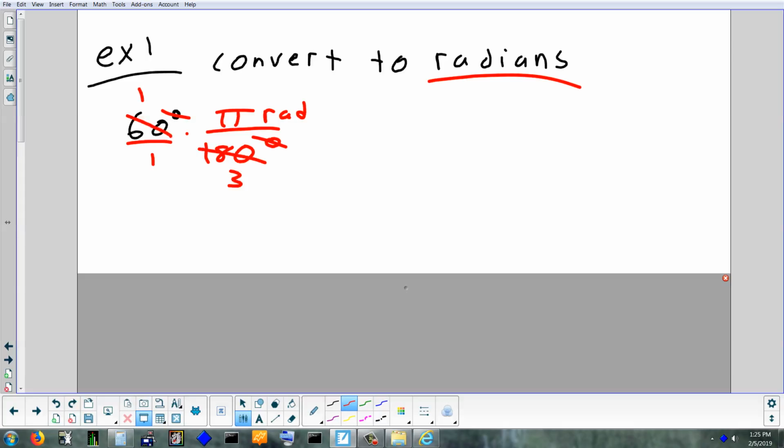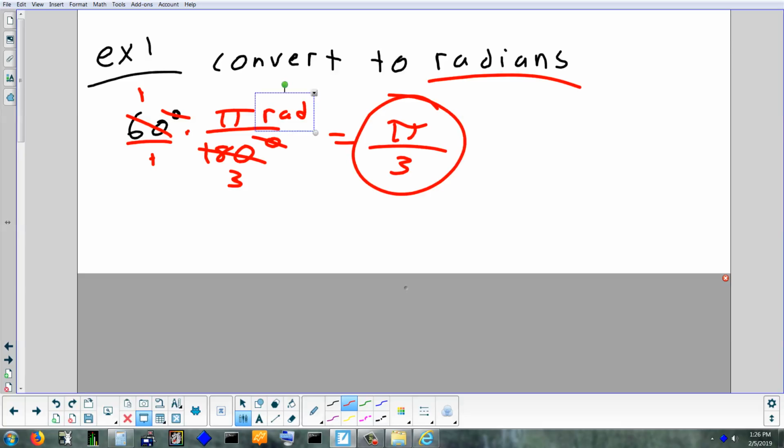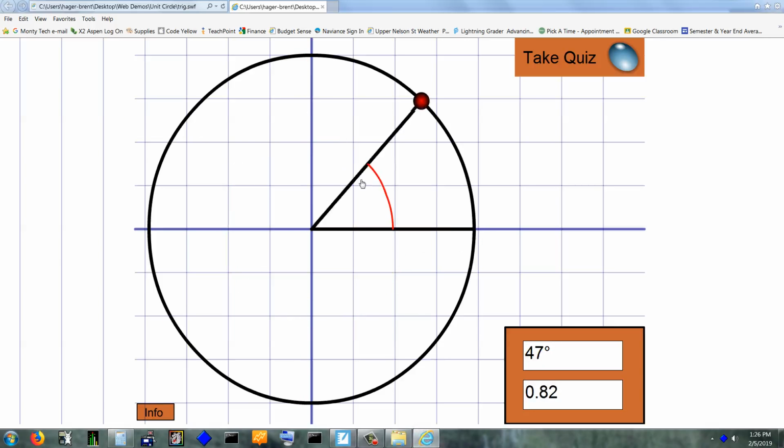Now multiply straight across. 1 times pi is how much? Pi over 1 times 3. 3. And there's your answer. Notice I didn't put the label RAD on it. You don't need to. I'm going to stop writing RAD for now because you're never going to see it. The only time you see a label is if they want degrees. They put the little circle. Right? So 60 degrees is pi over 3 radians. Let's check that one out. So here's 60 degrees, and it tells you down below that's pi over 3 radians.